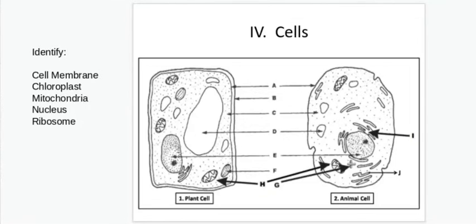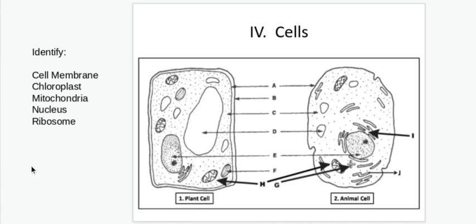Okay, so now we have cells. Cells are the building blocks of every living thing. A one-celled organism is unicellular, and the rest of us are multicellular. But all living things are made of cells, and so they're a critical part of living things.